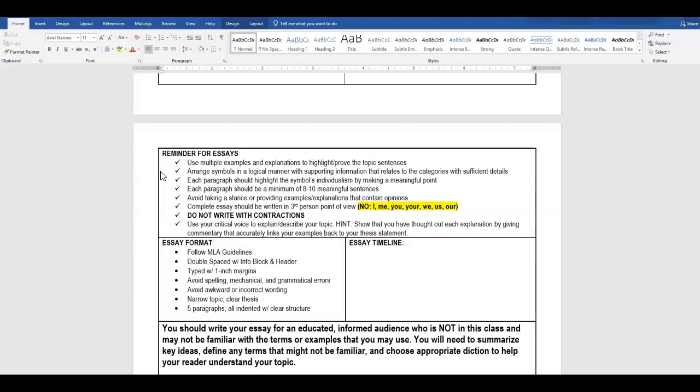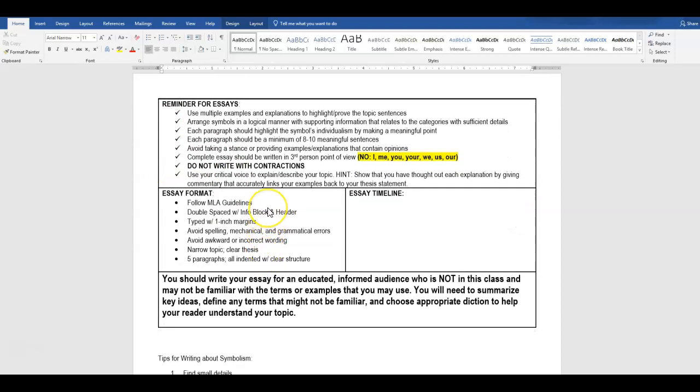You should complete this essay in third-person point of view. That means you cannot use the words I, me, you, your, we, us, or our in any of your own writing. Also, you need to be careful to not write with contractions and to write this essay in the present tense. Again, and as always, your essay should follow all MLA guidelines. It should be double spaced with an info block and header.